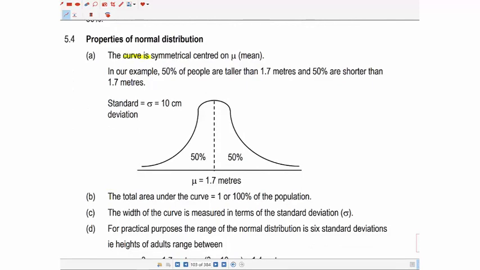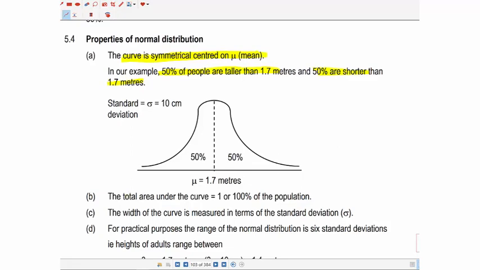Okay, let's start to understand the properties of normal distribution in a little bit more detail. So again, just reiterating what we've already said, but this is important. The curve is symmetrical and it's centred around the mean or the average. As we've just explained, what does that mean? Well, it means that 50% of the UK population are taller than 1.7 metres and 50% are shorter than 1.7 metres.